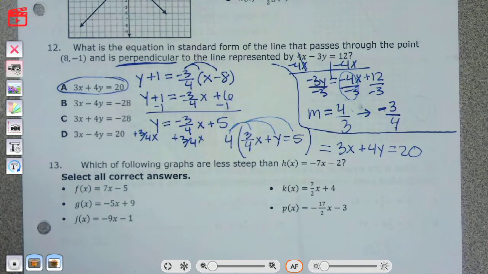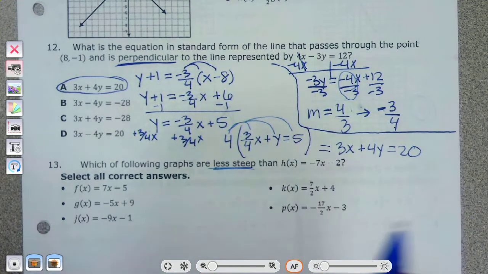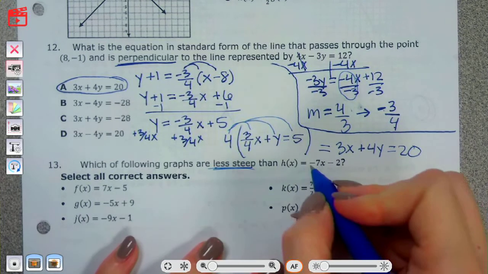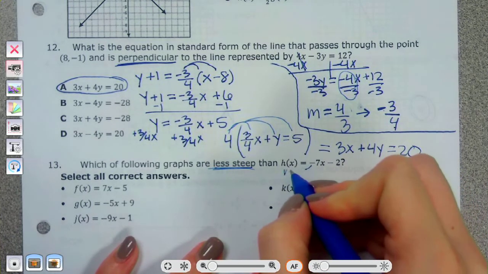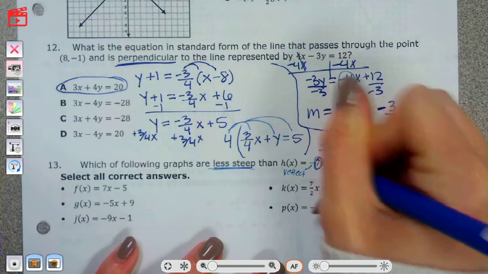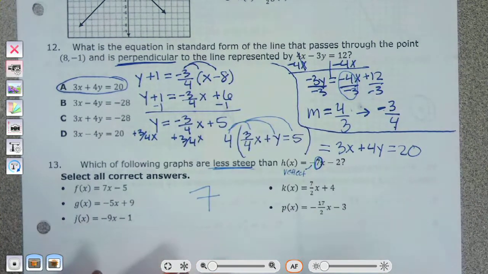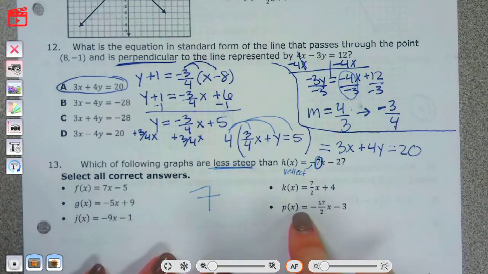Okay. Next is, which of the following graphs are less steep than h of x? Well, h of x has a minus sign, which means reflect, but its slope is a 7, and that's really all that we're worried about. So I'm going to put the 7 right here. So I need every slope on here that is less than 7. The negative sign does not matter.